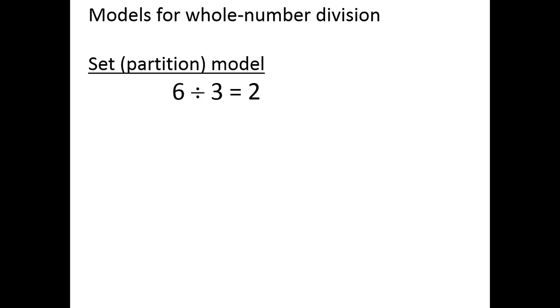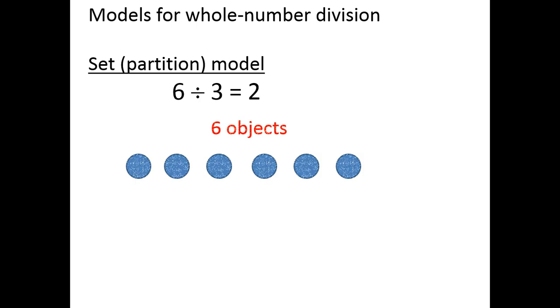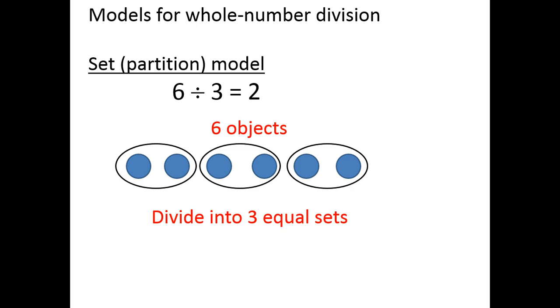We can also look at some models for whole number division. One is called the set model or the partition model. So to partition something means to break it up into groups, and division really is a grouping process. So if we have 6 divided by 3 equals 2, then what we're saying is that we're starting with 6 objects, and we are dividing that into 3 equal sets. 6 divided by 3, 6 divided into 3 sets. So if we take 6 objects and divide them into 3 sets, we end up with 2 objects in each set, which is why 6 divided by 3 equals 2.